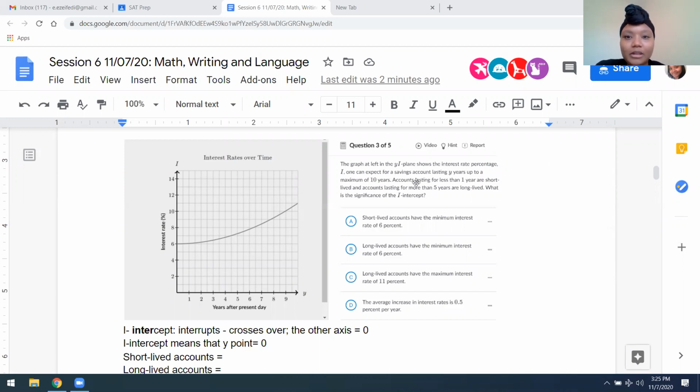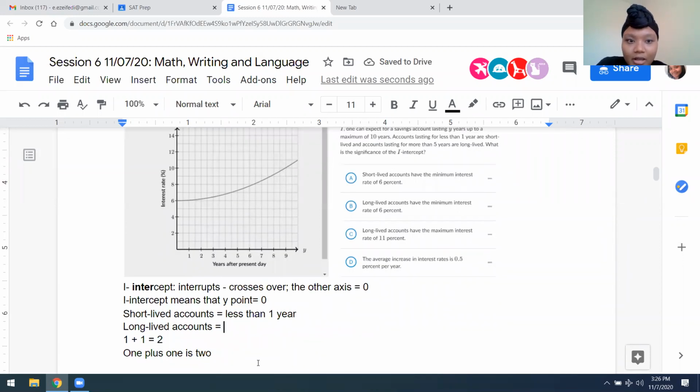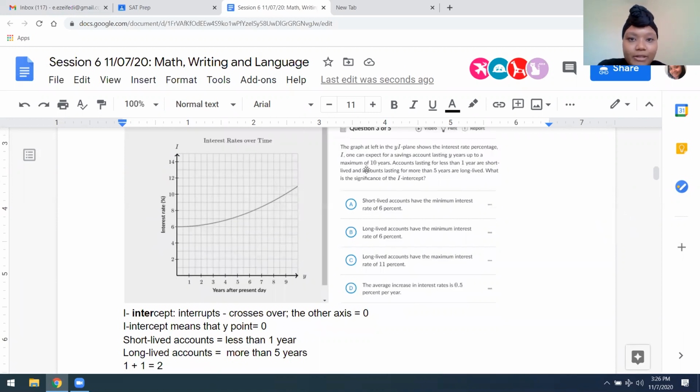Short-lived accounts, okay, it says accounts lasting for less than a year are short-lived accounts, and accounts lasting for more than 5 years are long-lived. So these little equations that I wrote down here help sort out and organize the information it's giving me in the question, now I can have something to plug into that. Short-lived accounts are less than 1 year. Long-lived accounts are more than 5 years. So now I have an idea of what's going on in relation to the graph and this little informational paragraph.